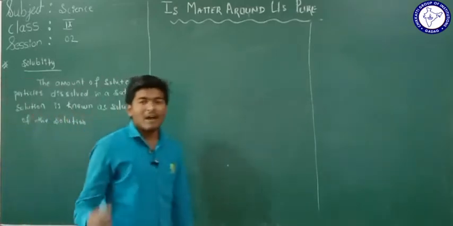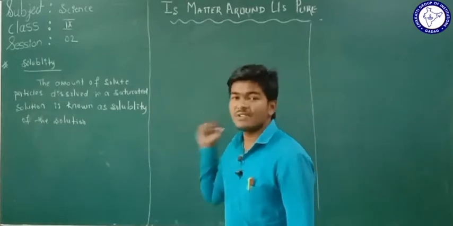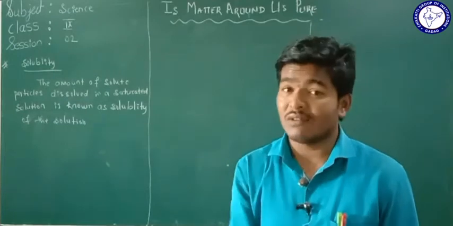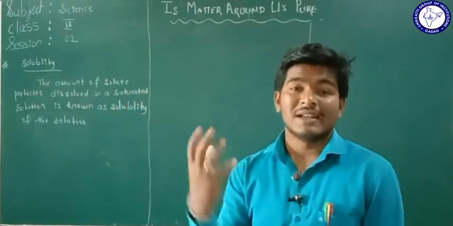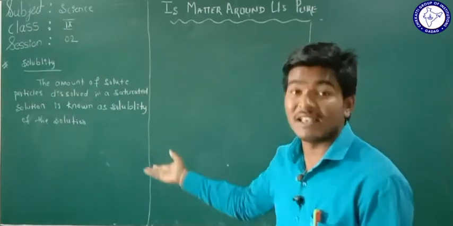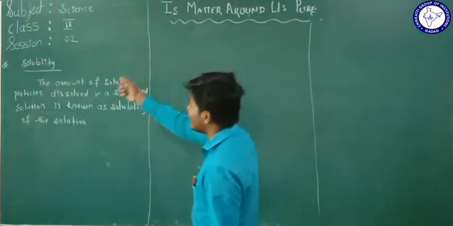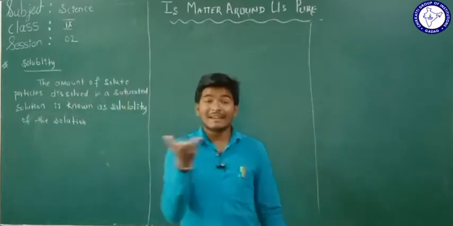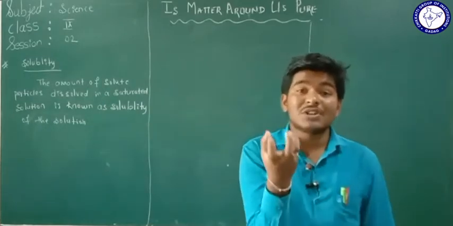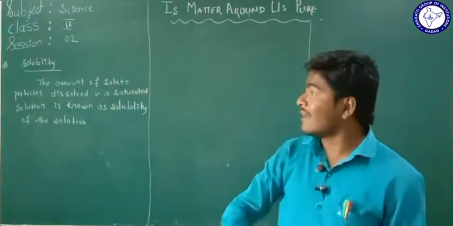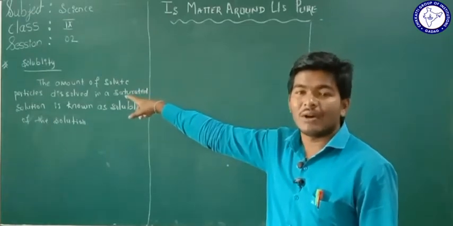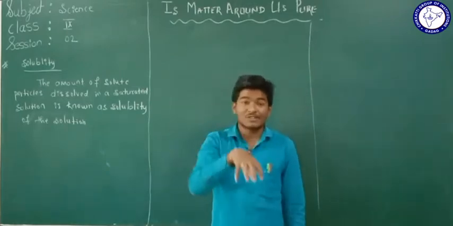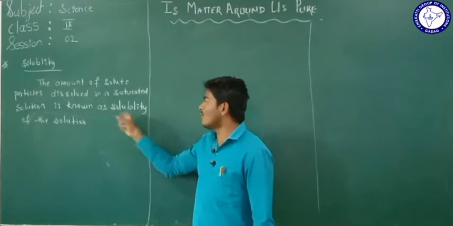See, you already know what a saturated solution is. A saturated solution is nothing but the time at which the solvent doesn't dissolve any more solute particles. Why? Because it already is at the saturation phase. So what is solubility here? The amount of solute particles dissolved in a saturated solution. At the time of the saturated solution, how much amount of solute particles are dissolved, that is going to be the solubility of the solution. Have you understood what is the solubility of the solution? It is nothing but the amount of solute particles dissolved in a saturated solution.